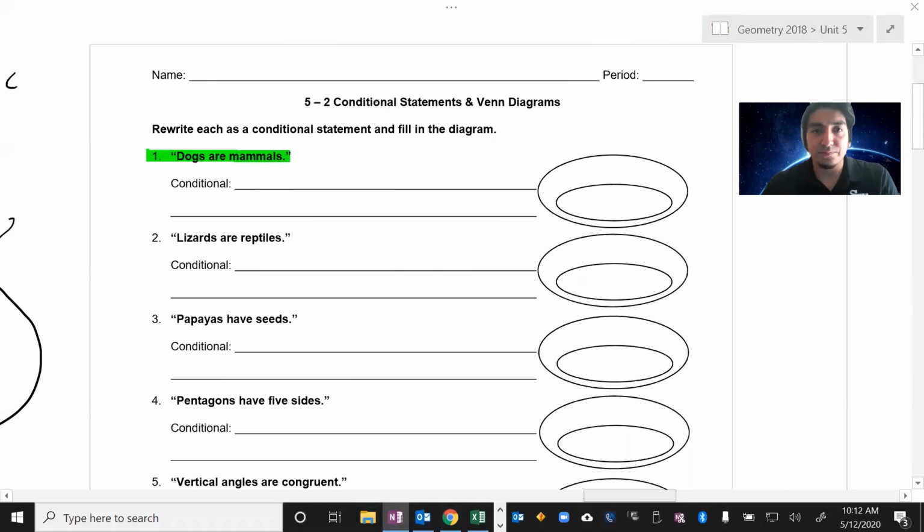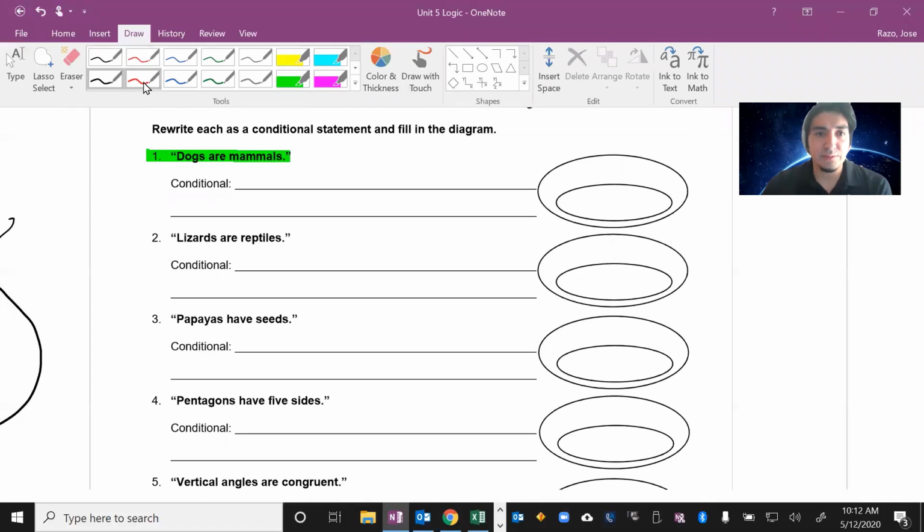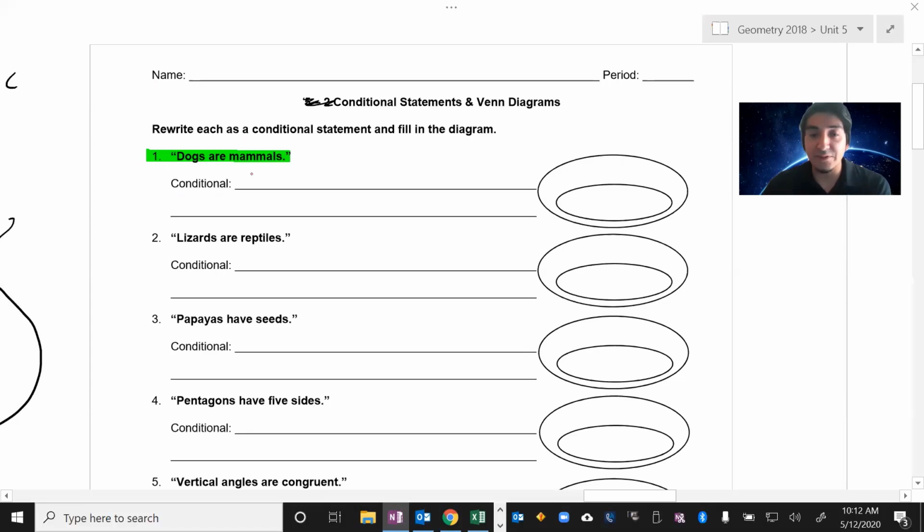Now, on this one, conditional statements and Venn diagrams. So rewrite each as a conditional statement and fill in the diagram. We want to go ahead and specify what we just did previously in the other videos, where you're creating your own statements. And the way we're going to do it is we're going to go ahead and break up our sentences. So dogs are animals. So I'm going to have a breaking point there. I'm going to pick a word. It's going to be my breaking point.